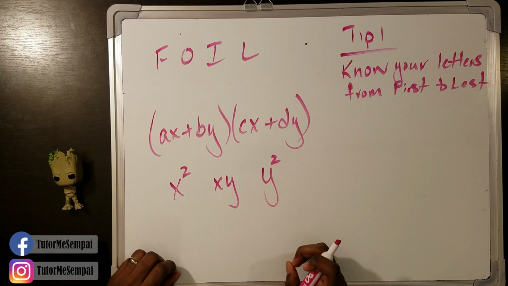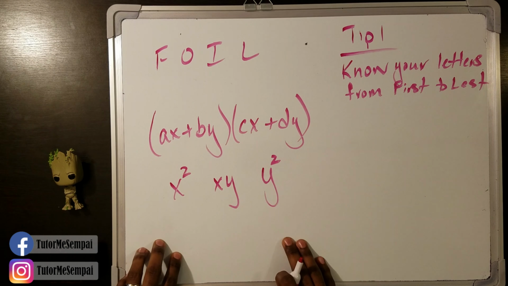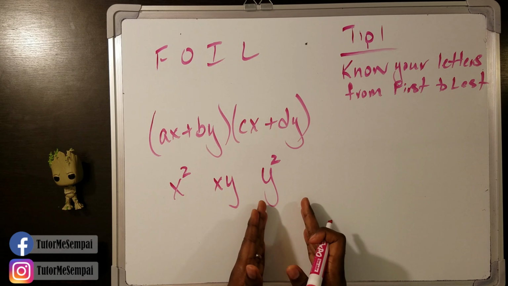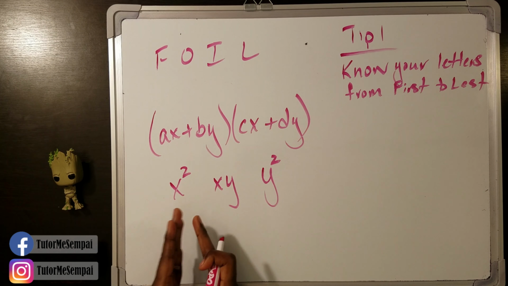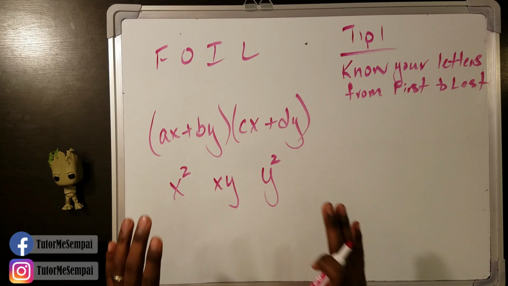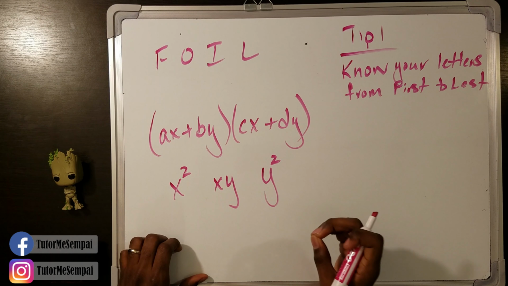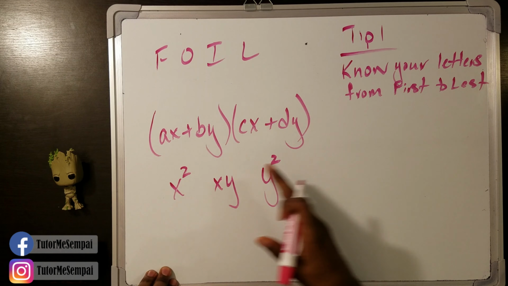So whatever my coefficients are, I know the general form of the result is going to be something like this, with an x squared, a y squared, and an xy in the middle. Some coefficient is going to be in front of each one, but we know that this is going to be the general form. And this is going to be key, especially when you're trying to quickly solve some answers without having to multiply everything out.